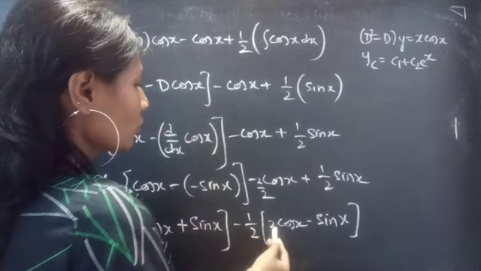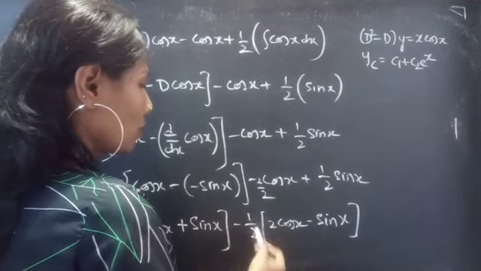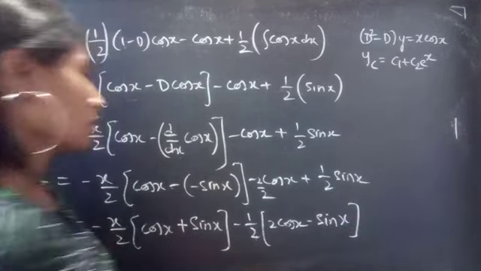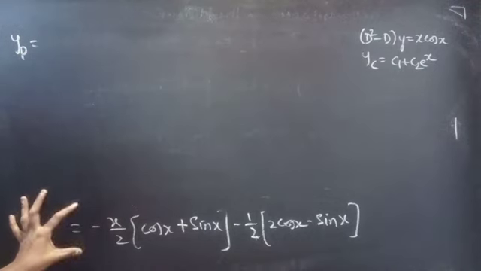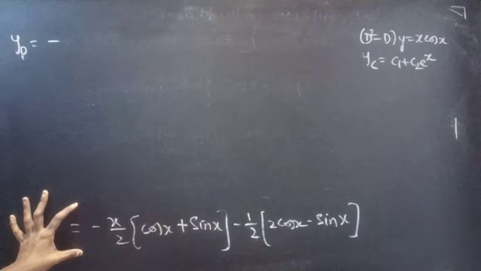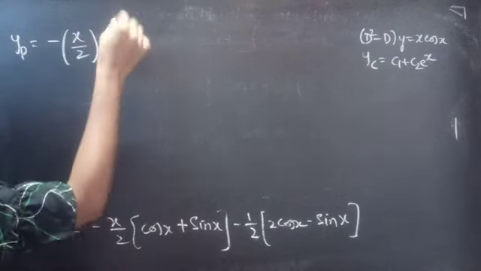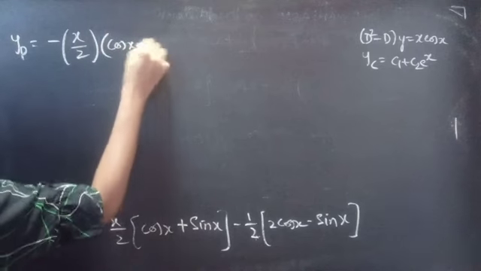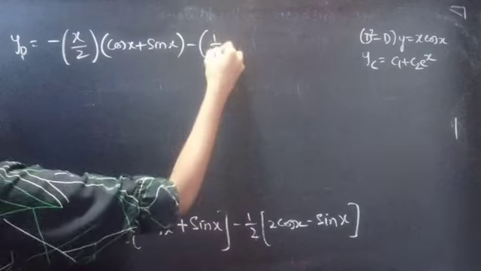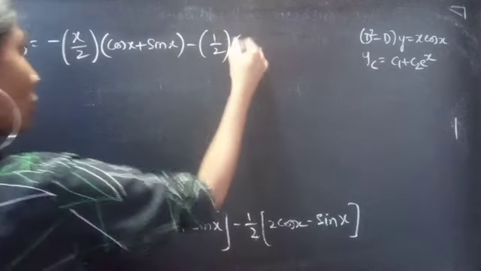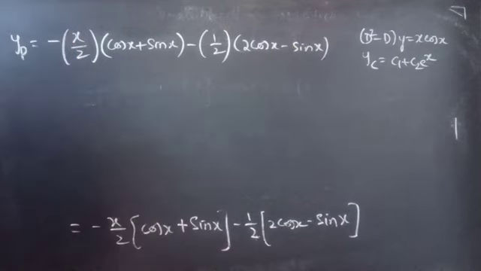See, 1 by 2 into 2 cos x is 2 by 2 cos x, minus into minus plus, 1 by 2 into sin x is 1 by 2 sin x, right? Also we can write this as minus x by 2 into cos x plus sin x minus 1 by 2 into 2 cos x minus sin x. We got yc and yp.